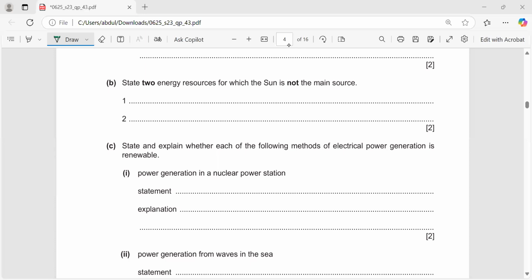Now my dear friends, next is: state 2 energy resources for which the sun is not the main source. Yes, Mariam, correct. But they want 2. One is geothermal energy. There are 3 in your syllabus.